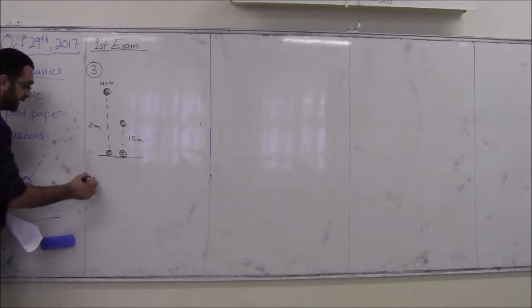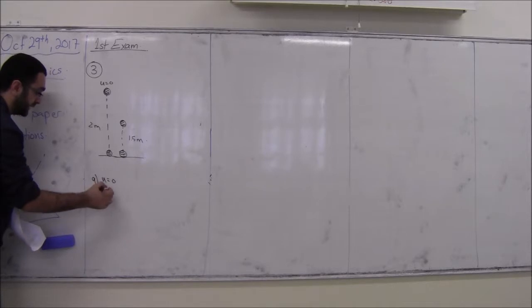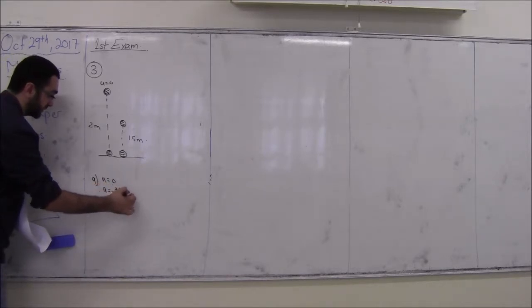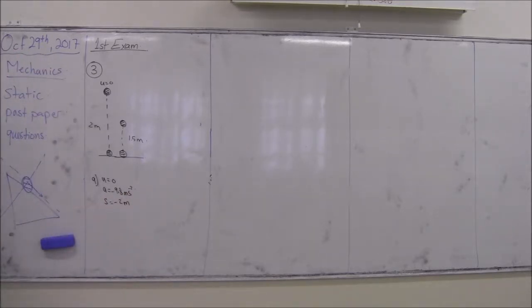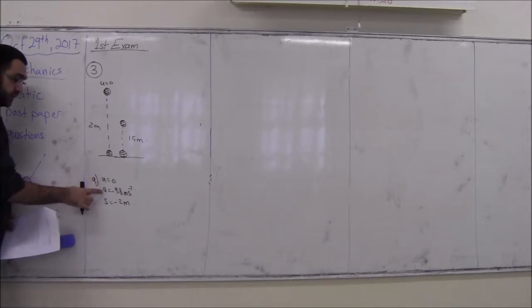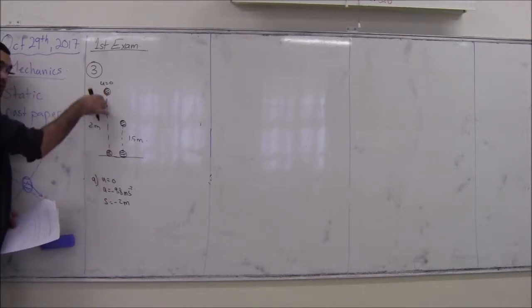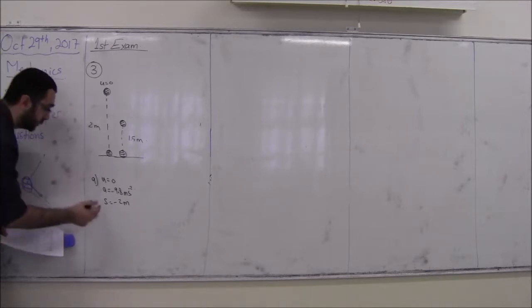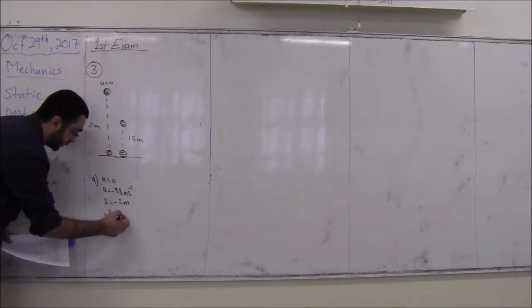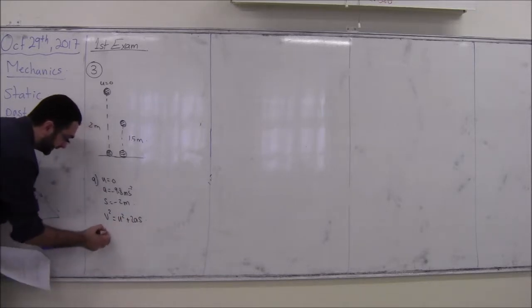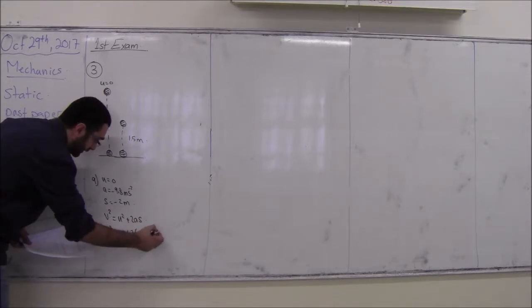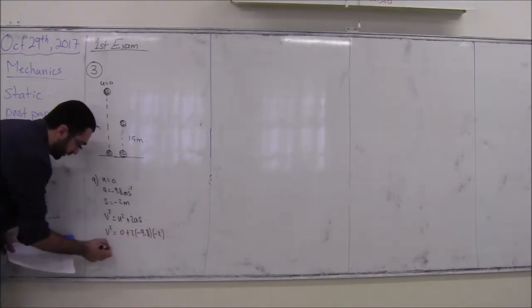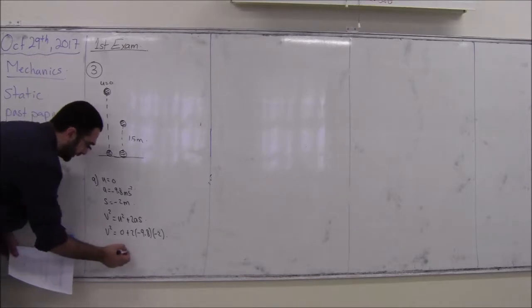It's easy, right? A, U0, A, negative 9.8 meter per second squared. S, negative 2 because it's moving downward. We need V. V squared equals U squared plus 2AS. V squared equals 0 plus 2 times minus 9.8 times minus 2. So V equals, I think, 6.3, right?